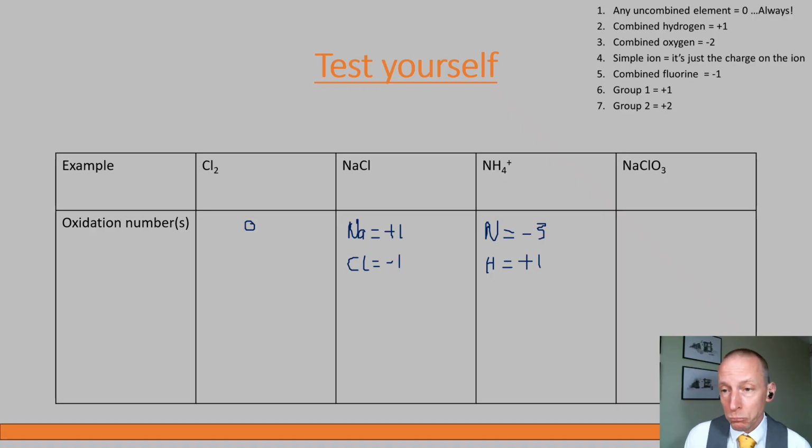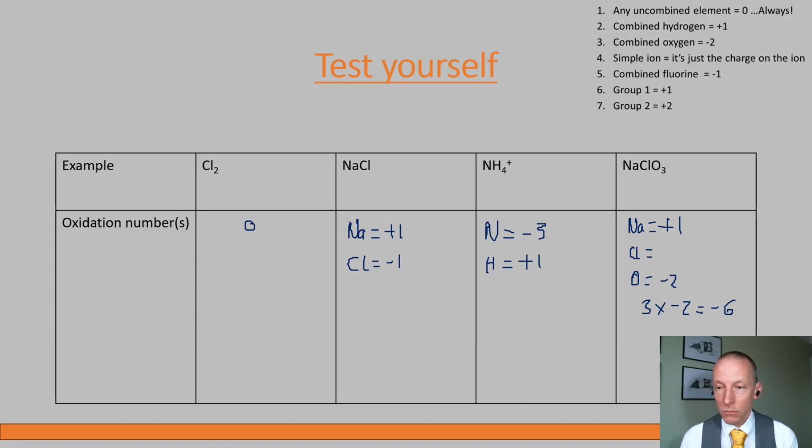And then finally, with the compound we've got here, we've got sodium, we've got chlorine, and we've got oxygen. Looking at our rules, we can see that sodium is going to have an oxidation state of +1. The oxygen is going to have a state of -2, but we've got 3 of those oxygens. So 3 times -2 is -6. Overall, that molecule has no charge.